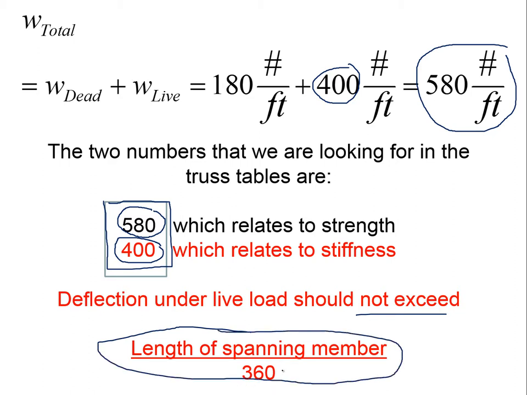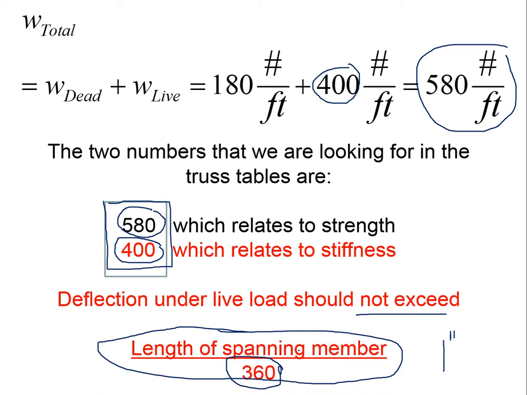And this number, by the way, is a common sense number that some structural engineers came up with, where they said if we meet this criterion, people will generally not be disturbed by movement of the floor. So under live load, we'll have a certain deflection which cannot exceed the length of the spanning member divided by 360. And by the way, if you had a 30-foot spanning member, that's 12 inches per foot times 30 feet, which is 360 inches. 360 inches of length divided by this 360 factor would give us a deflection of 1 inch under that full live load.